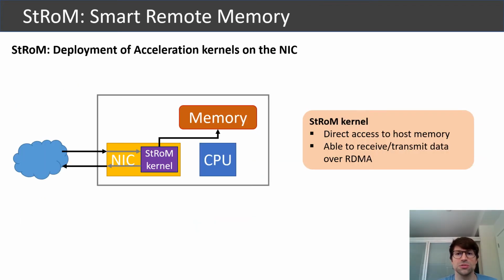With StRoM, we are introducing a third alternative that addresses these drawbacks. StRoM allows the application to directly deploy acceleration kernels on the remote NIC. Since StRoM is built on top of RDMA, the kernel can directly access the host memory. It can also transmit and receive data over the network using RDMA. I will now show you how we can implement the GET operation using StRoM.